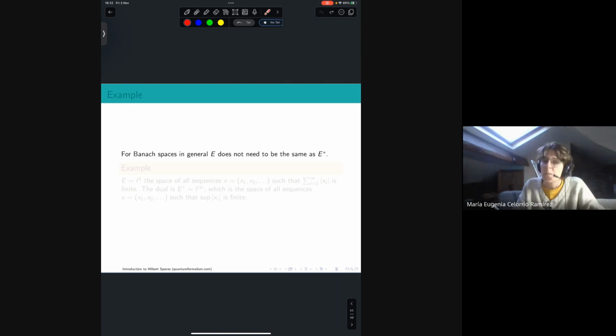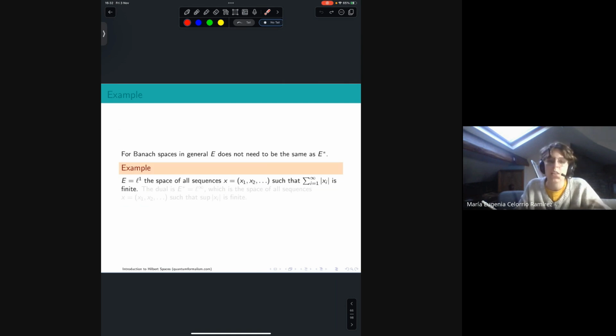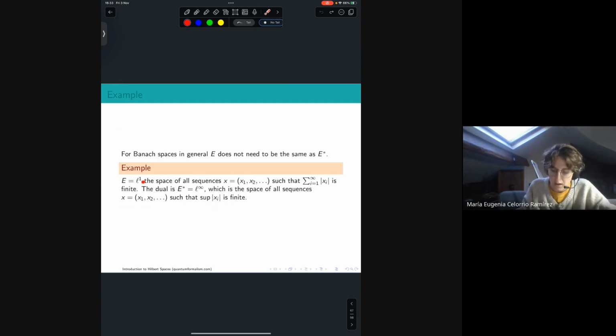However, for general Banach spaces, E doesn't need to be the same as its bidual, or both of them, the dual or the bidual. So, for example, if we consider the space of all sequences such that they are summable, the dual is the space of sequences whose supremum is finite, and these two are different. They are not the same.